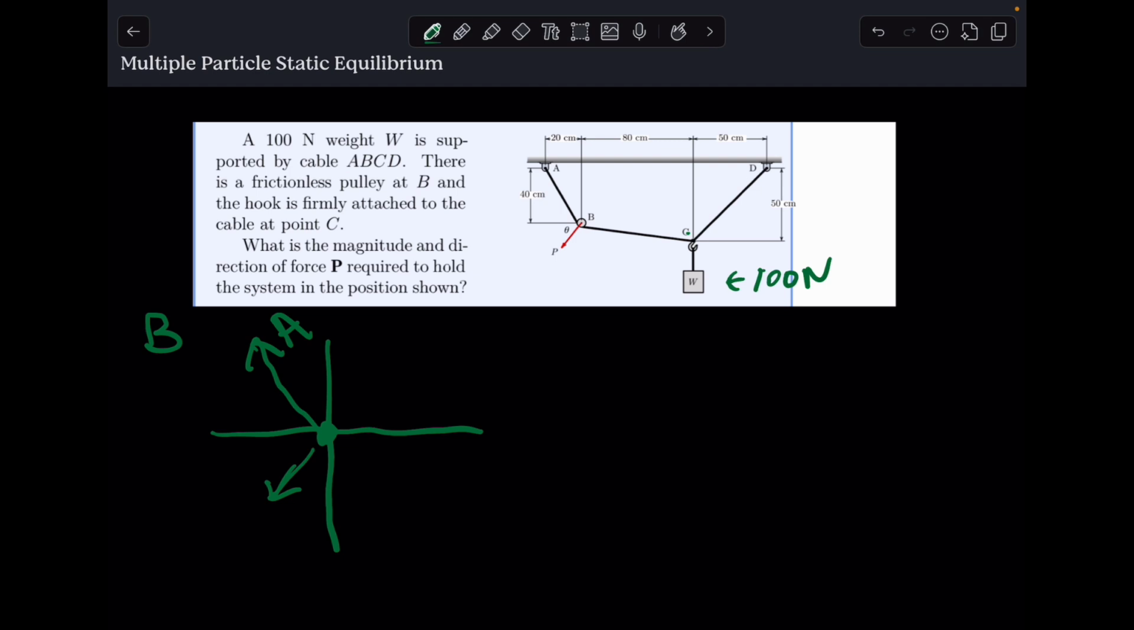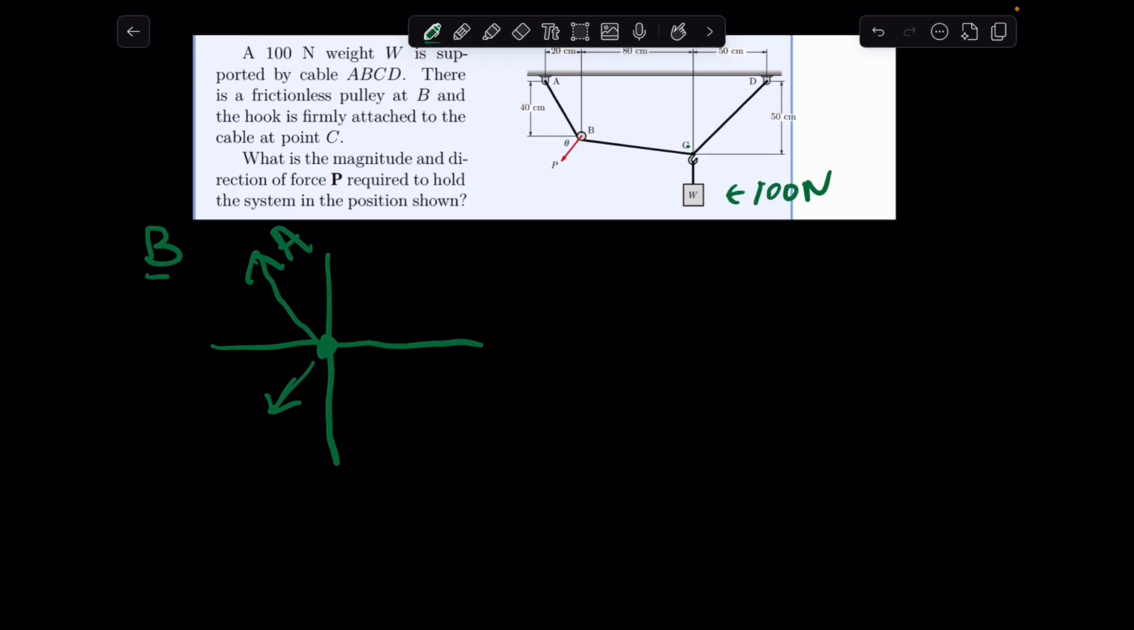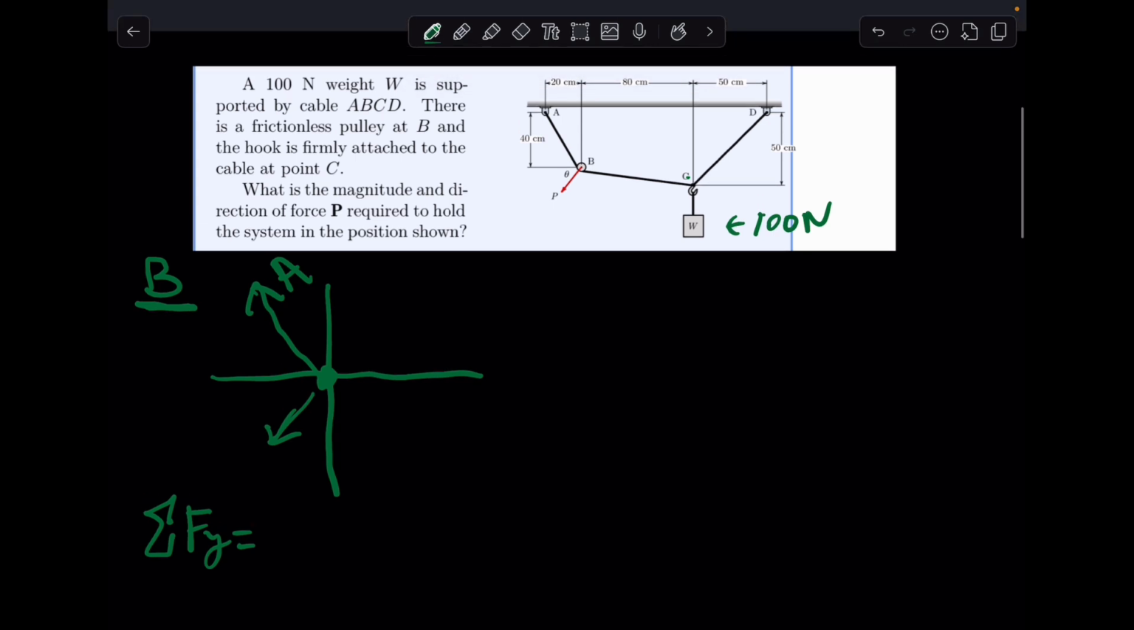Okay, so we can start writing our equations for this at point B. Let's start with the sum of the forces in the y direction. Before we do that, we have to find this angle right here. Let's call it angle alpha. So how do we find this angle alpha?